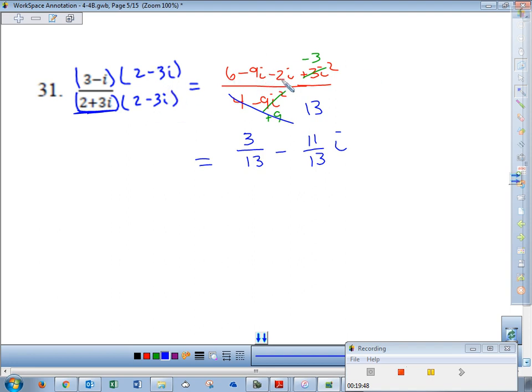6 minus 9i minus 2i plus 3i squared. He becomes minus 3. This guy, first terms times each other is 4. Last terms times each other. A lot of people go oopsie-daisy and put minus 3i squared. You got to take the minus 3 times the positive 3 and get the minus 9 and get the i squared in there. That becomes plus 9. Your denominator is 13. Put your real numbers together. 6 and negative 3 is positive 3 over 13, negative 11i over 13.